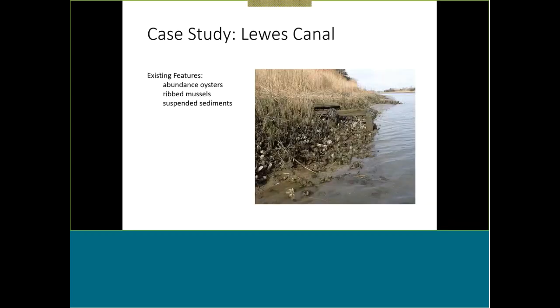Some of the existing features that we want to take into account when we're designing this project: there is an abundance of oysters there. There are also a lot of ribbed mussels, so that will help hold in our Spartina and all of our plants. And then in the canal, we know that there are a lot of suspended sediments, and that's important because we know that when we create our empty cells, over time with every tide cycle, this site will fill naturally, and we won't need to bring in fill.